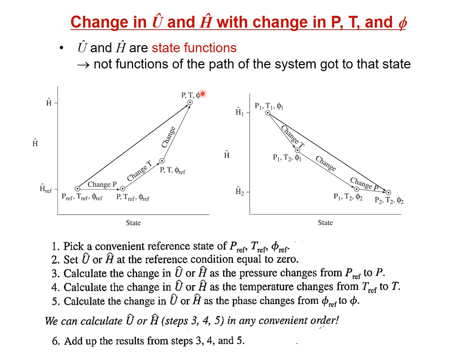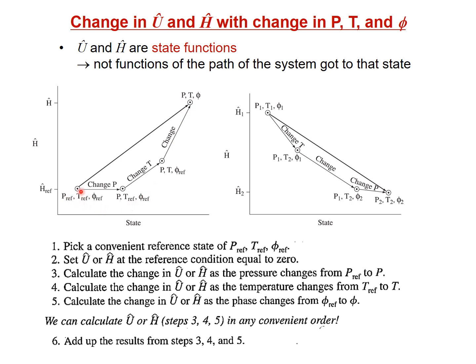The direct change from the reference point to the final or target point is the same as this kind of detour pathway. Of course, the pathways are different. However, the change in enthalpy or internal energy should be the same, independent of the pathway, because U and H are state functions. So instead of the direct pathway, I'll go to the three-step detour pathway.